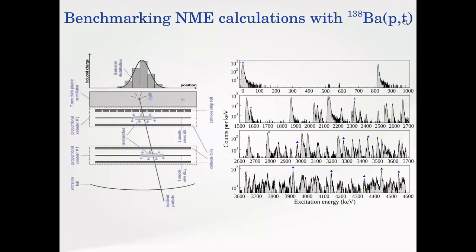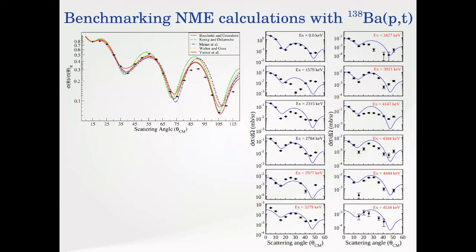Then you can discriminate against the deuterons and the tritons and the alphas and so on. This is the spectrum we got for 138 barium PT. Remember, 138 barium PT goes to 136 barium, which is the daughter of 136 xenon neutrinoless double beta decay. Also, it's interesting that 138 barium is N equal to 82, similar to 136 xenon, so it's nearly spherical.